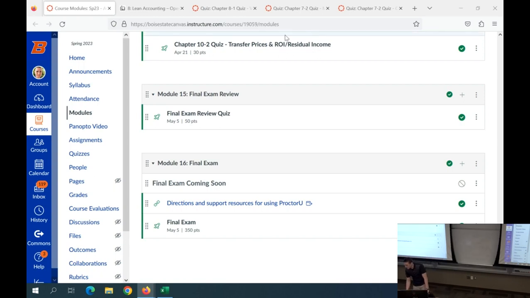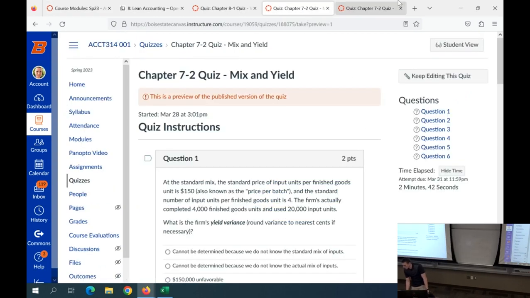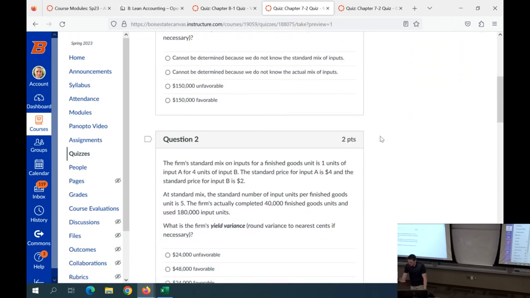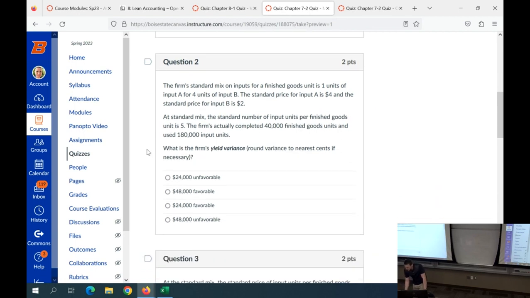All right, so let's go over just a quick question or two on mix yield and overhead, just to keep the promise of reviewing those, finishing up those, because we do have this quiz extended through this Friday. So let's look at a yield variance problem right here.